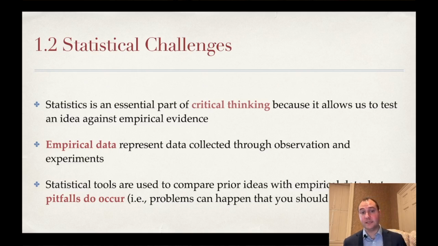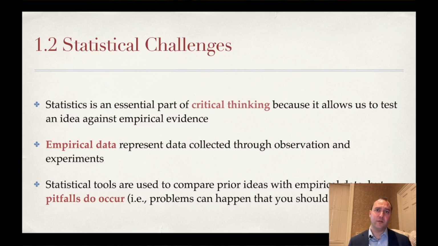So statistics is an essential part of critical thinking because it allows us to test an idea against empirical evidence. Empirical data represents data collected through observation and experiments. Statistical tools are used to compare prior ideas with empirical data. In other words, what we expect to happen versus the actual data that we have.